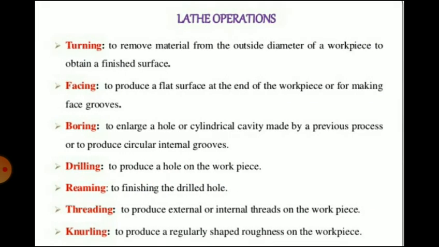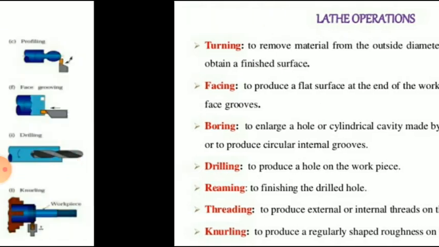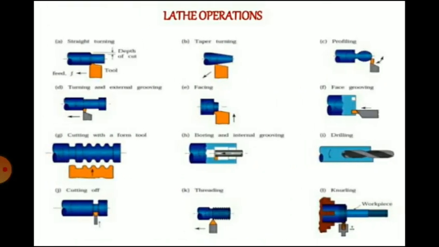Then the next part, lathe operations. Various operations can be performed on a lathe machine. Some of the operations are turning, facing, boring, drilling, reaming, threading and knurling. So we will see them one by one. These are the different lathe operations that are carried out on a lathe machine.